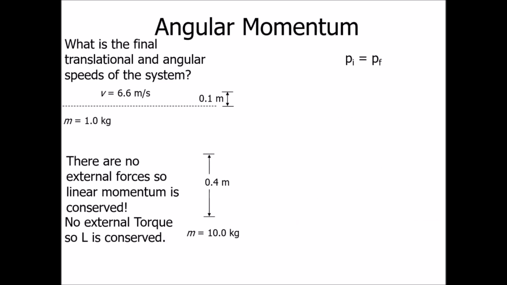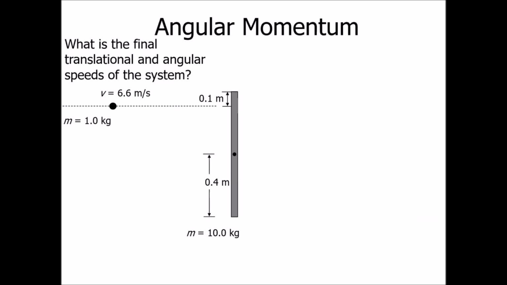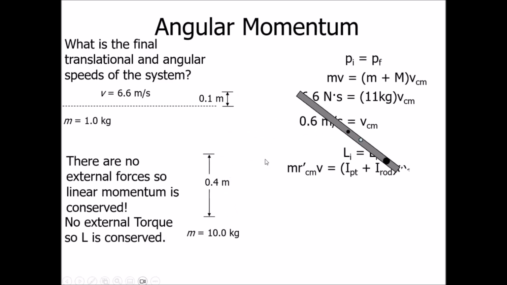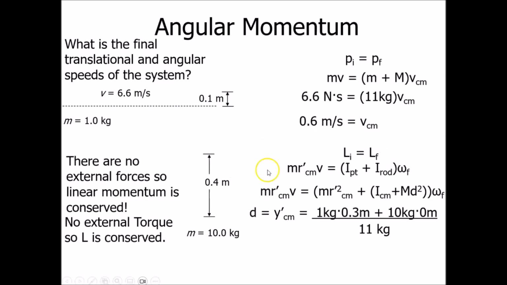Let me come all the way back to my picture here. Let's put our origin right here. And so when this hits, its y position would be 0.3 meters away. The y position for the center mass of the rod is at 0. All right, let me fast forward a little bit. So that means finding the center of mass would be 1 times 0.3 plus 10 times 0, all of that divided by the total mass, which is 11.